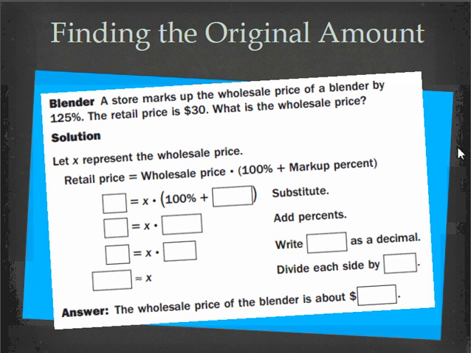So we're going to find the original amount. We want to know, the store marks up a wholesale price of a blender by 125%. The retail price is $30. What is the wholesale price? So we want to know what the wholesale price is going to be. So we know the retail, and we know that was 30, and we know that they marked it up 125%.